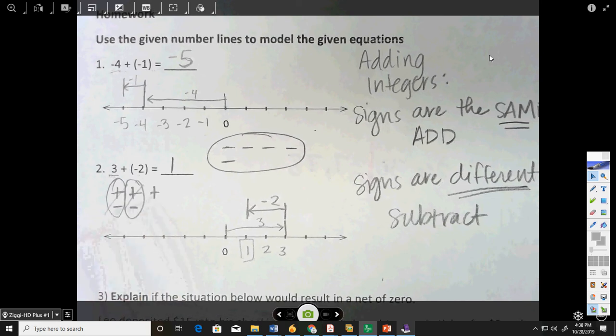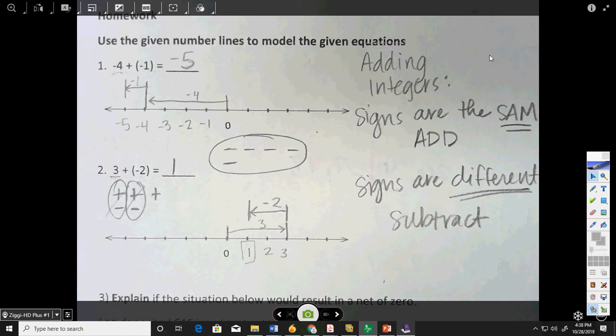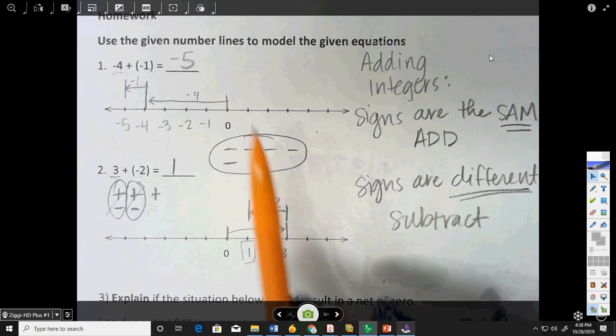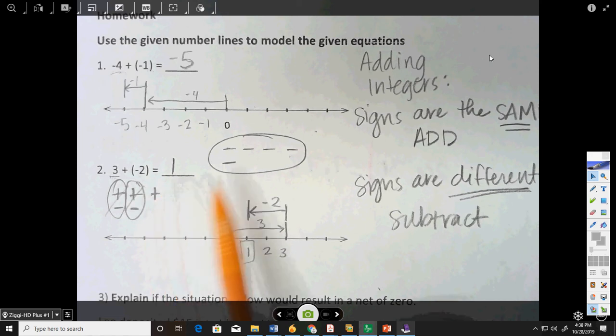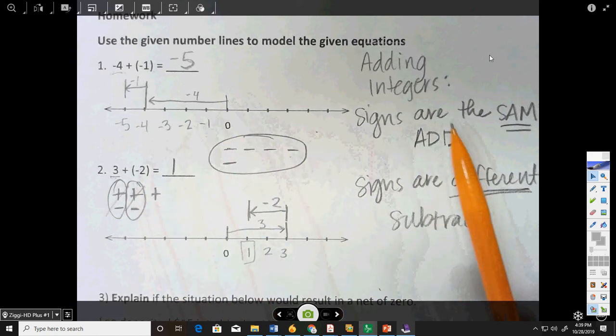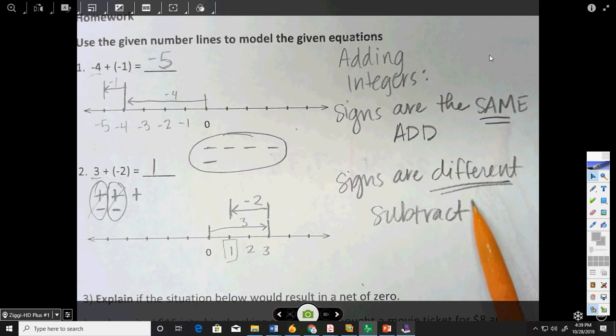So the kids have been shown 2 different ways to model this addition of integers. You could use a number line, you could use integer tiles, but ultimately we use these to come up with our rules: when the signs are the same, we add them together, and when they're different, we just subtract them.